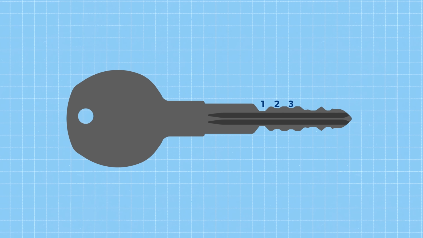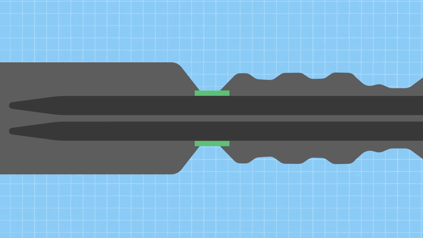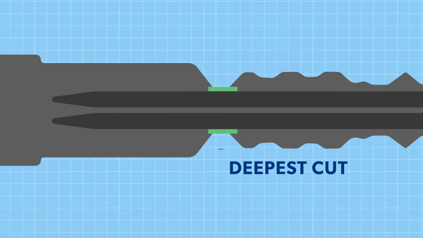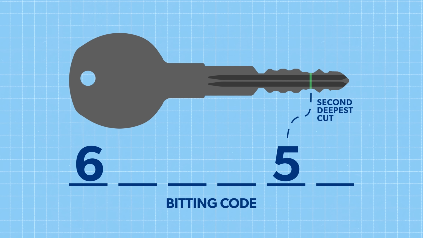Let's say you have a key that has 6 cuts on each side. And if you look closely, you can see one of the cuts is almost touching the beveled edge of the key. So we'll assume that's the deepest cut. Say it's 0.035 inches, which would correlate to 6 for the bidding code.